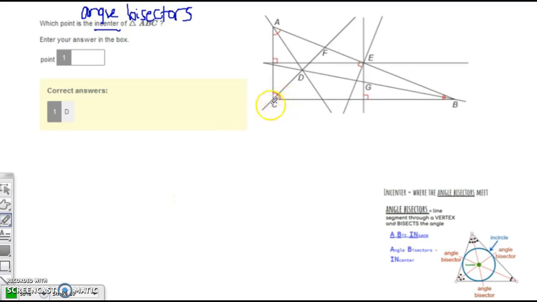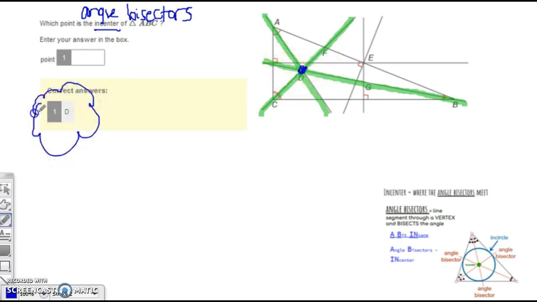So notice here, if we start at angle C, this is the line that cuts that angle in half. So I'm going to highlight that angle bisector. Then I'm going to look at angle A and I'm going to say, okay, which line cuts that angle in half? And it's this line right here. And then I'm going to go over here to angle B and I'm going to, again, highlight the line that's cutting the angle in half. Those are my 3 angle bisectors, and where they meet is going to be the incenter. So that is why the incenter is located at point D.